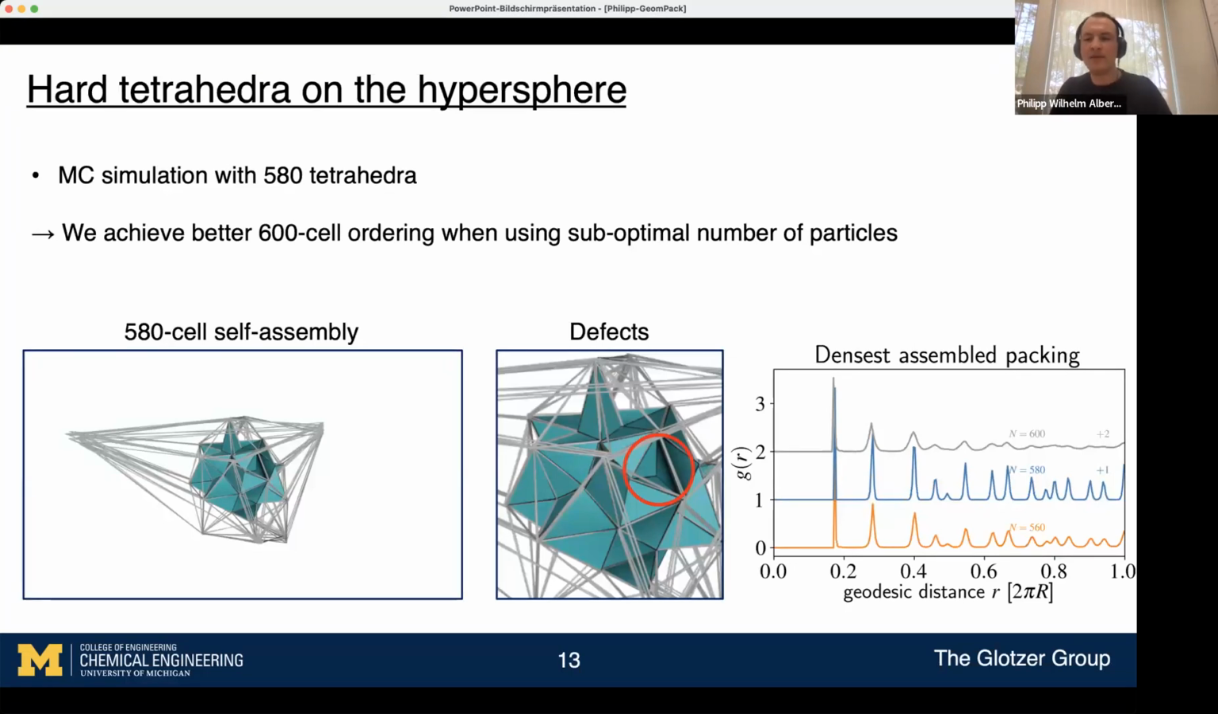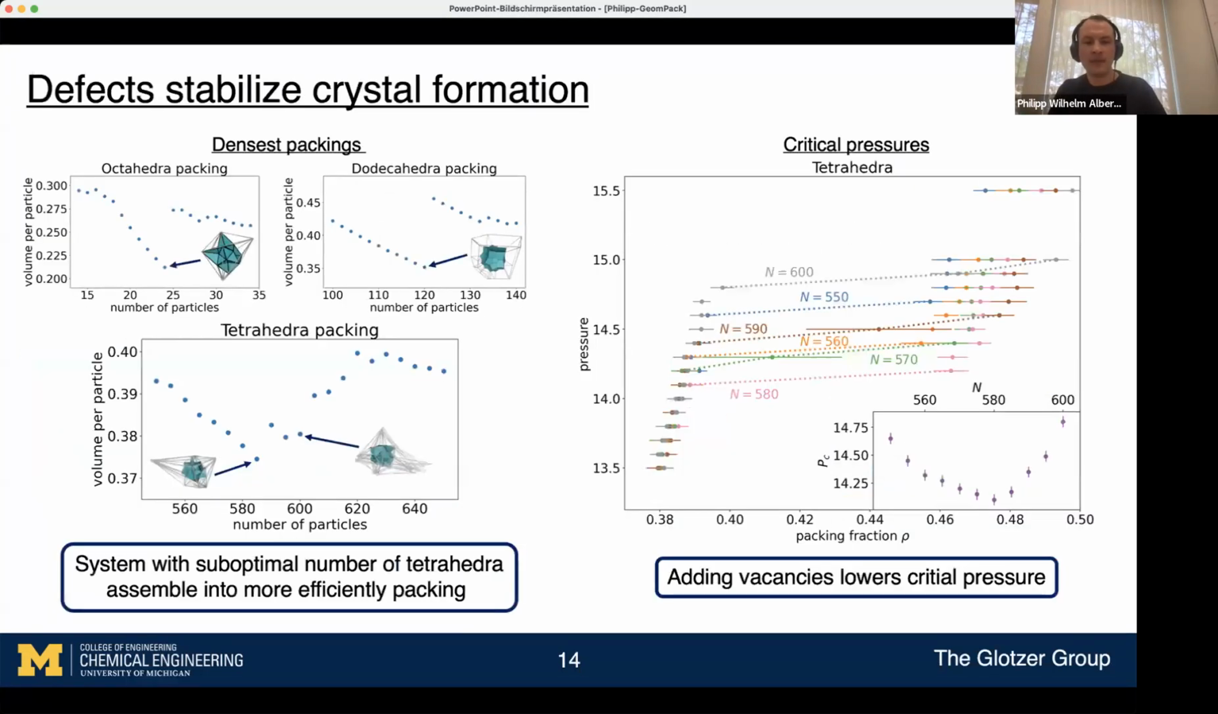And this kind of integration of defects can also be seen in the critical pressure for the phase transition. When you do this kind of analysis, you can see that roughly at 580, you get the ideal number, or the lowest critical pressure, which means that the integration of defects somehow aids the phase transition from a liquid phase into the crystalline 600 cell structure.